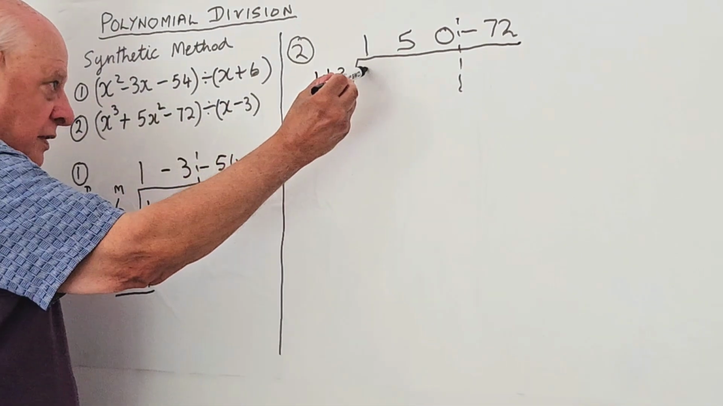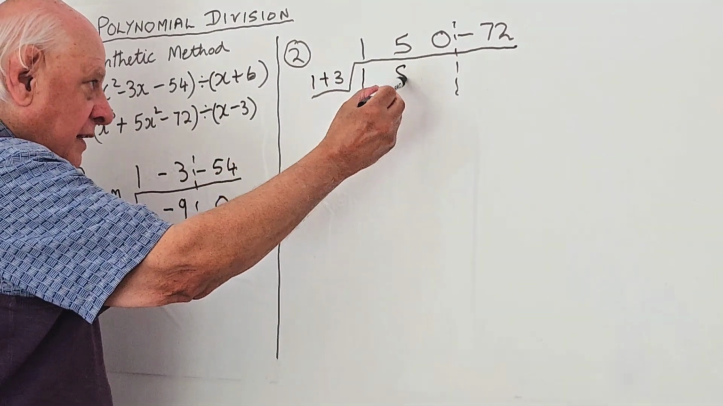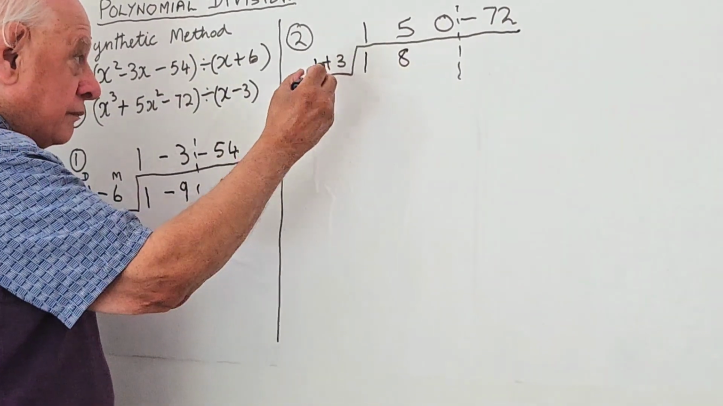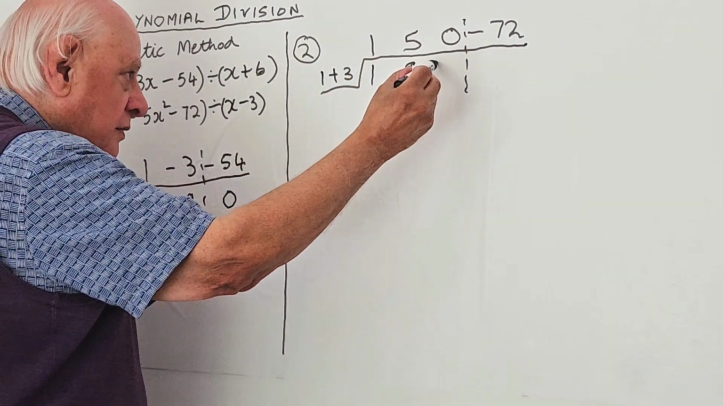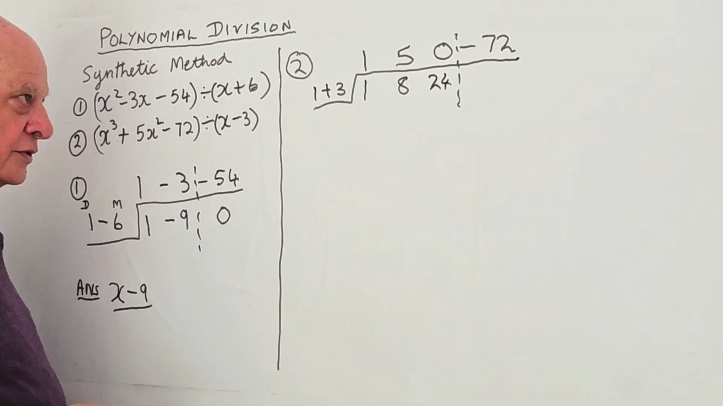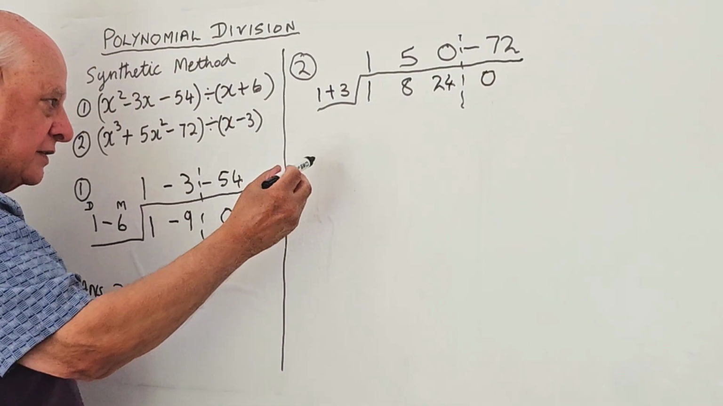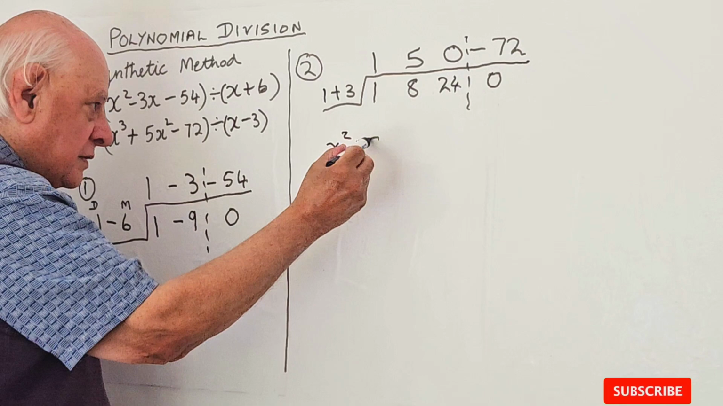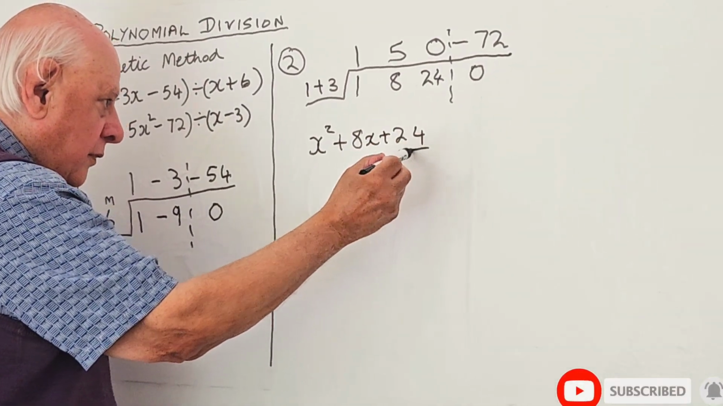Right, 1 into 1 goes once. 3 ones is 3. Added to 5 is 8. 3 times 8 is 24. Add to 0 is 24. 3 times 24 is 72. Added on to minus 72 is 0. And that just about does it. So our answer will be x squared plus 8x plus 24.